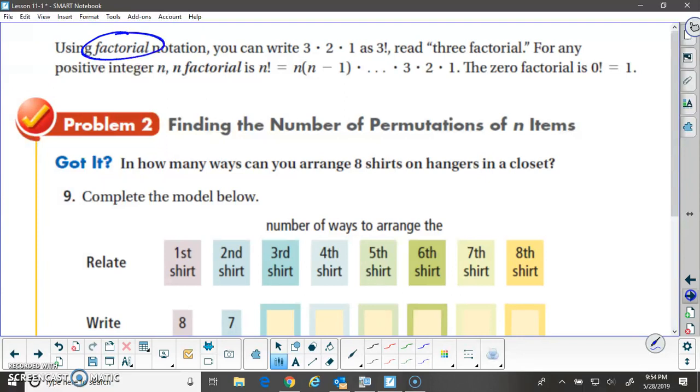All right, next we want to talk about factorial. Factorial, you guys have probably seen it before. Looks like this. It looks like an exclamation point. And 3 factorial is simply 3 times 2 times 1. So keep in mind that we'll use this factorial. I'll show you where it's at on the calculator.